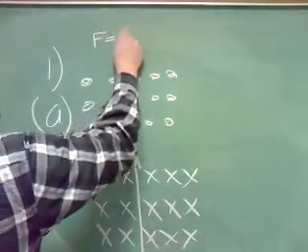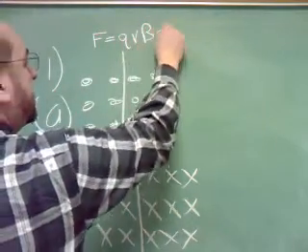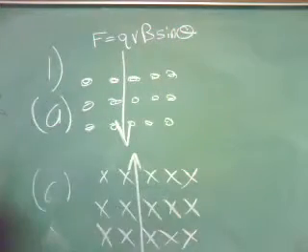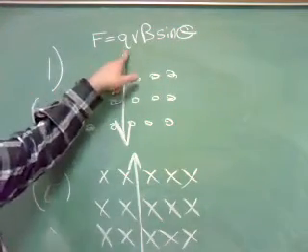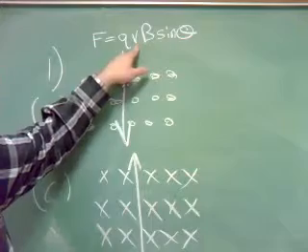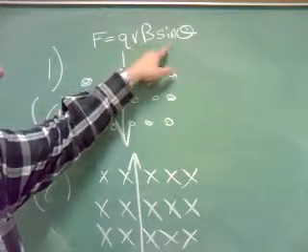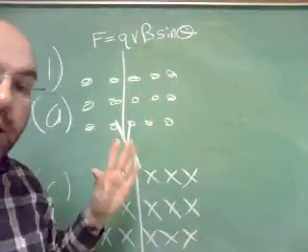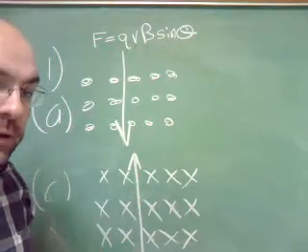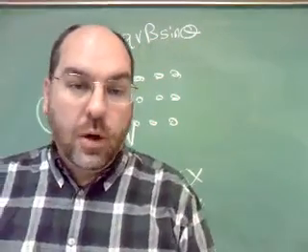Force equals QVB sine theta. Q is the quantity of charge, V is the velocity of charge, B is the magnetic field strength, sine theta is the angle between the moving charge and the magnetic field. Now here's some things that you have to know.